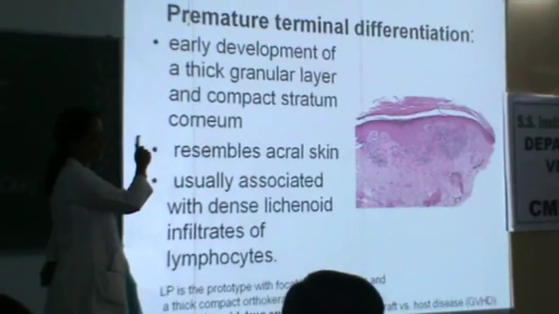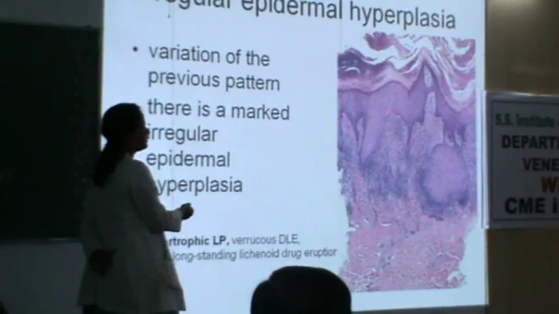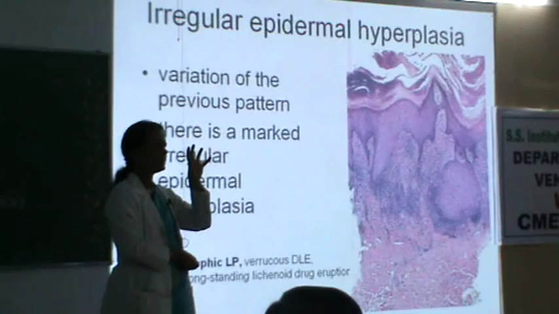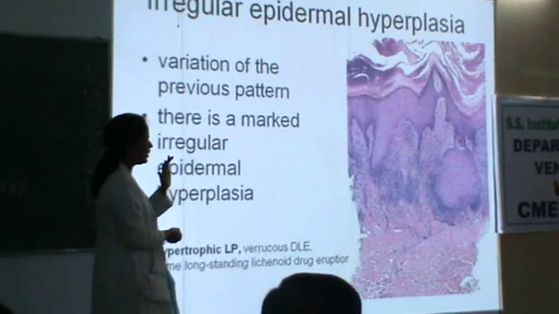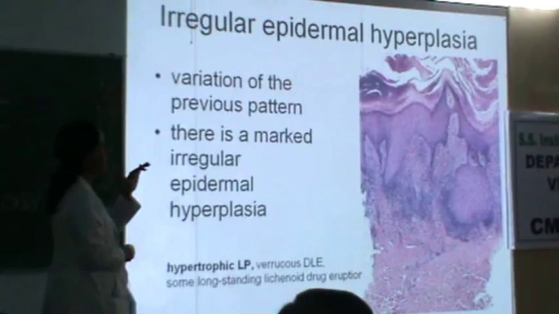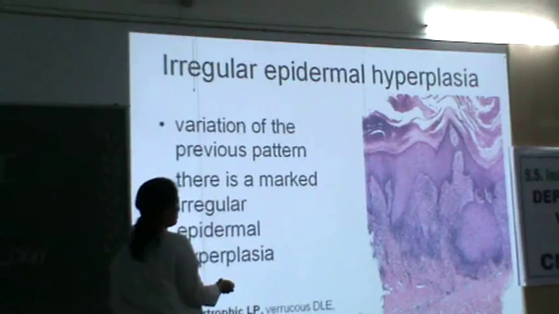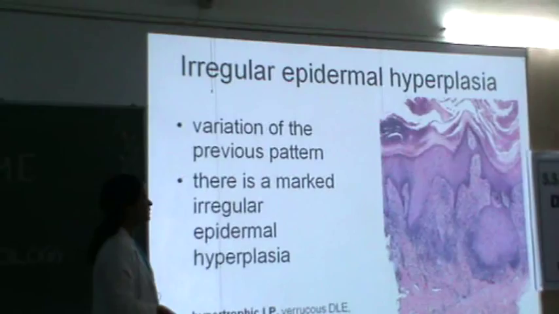Then irregular epidermal hyperplasia, like hypertrophic lichen planus. Look at the epidermis. It is not following any of the rules at all. It is not normal. It is showing acanthosis. What type? It is so irregular. But when we look at it carefully, it is the bulbs or the apex which are elongated and more hyperplastic. So irregular epidermal hyperplasia is another type. Here there is a variation of the previous pattern, with marked irregular epidermal hyperplasia. Hypertrophic lichen planus is one example you can take, along with lichen planus-like keratosis and long-standing lichenoid drug eruptions.